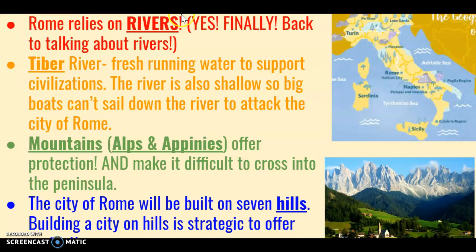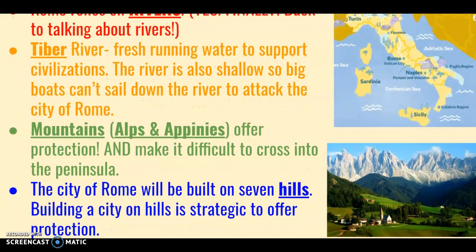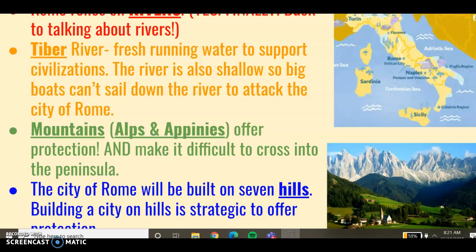I'm going to adjust the screen to cover down here. Now, the city of Rome is going to be built on 7 hills. Building a city on hills is strategic to offer protection. If you're on a hill, you can see further out, so your guards, your defenses, your protection system can be able to plan for attacks sooner than if someone was just traveling over flat land.